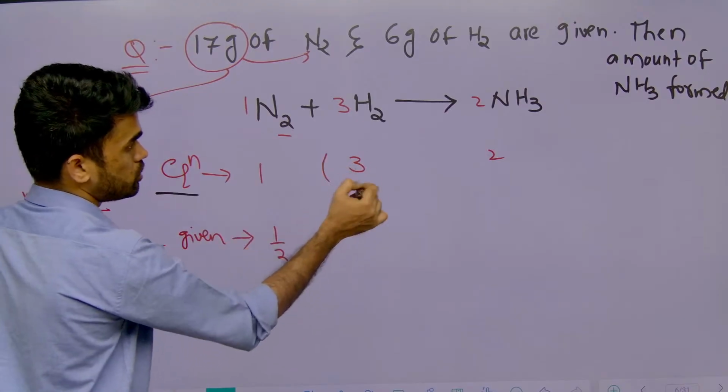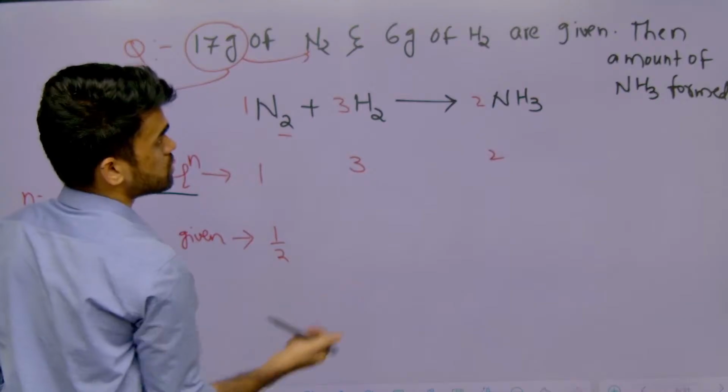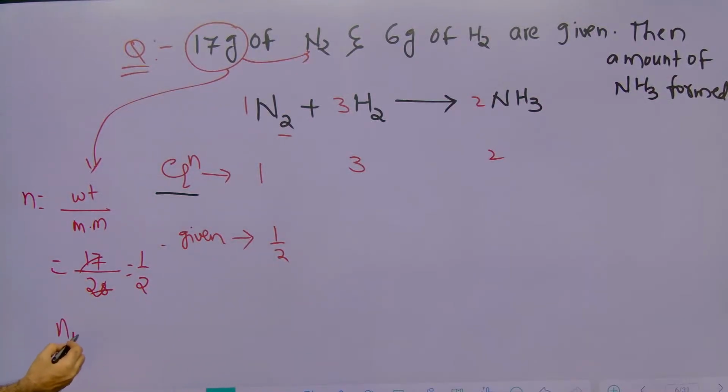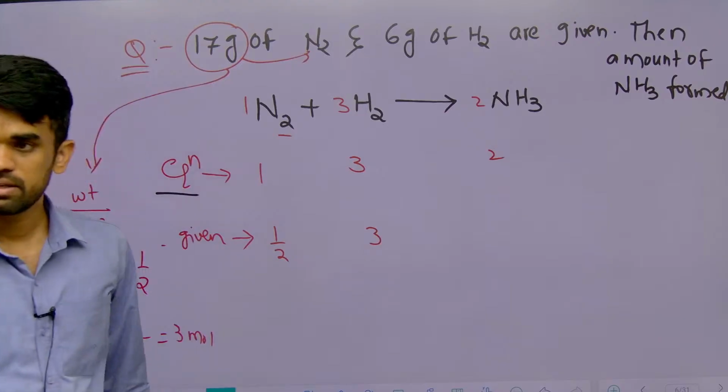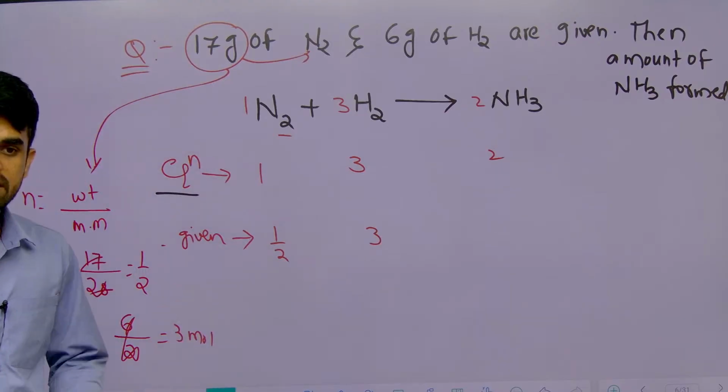Okay. What about this H2 given? 6 grams. So given weight is 6, molar mass is 2. This is 3 mole. Okay, so here it is 3 mole. Yes, tell me, which is limiting reagent, which is excess reagent?